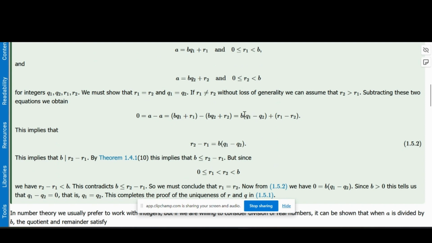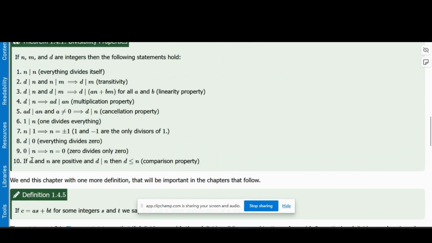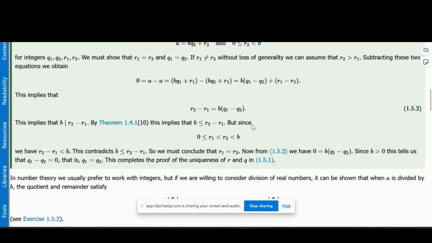So we obtain the coefficient of B. This implies that R2 minus R1 equals B(Q1 minus Q2). We bring this expression R2 minus R1 to the left hand side. This implies that B is a divisor of R2 minus R1 by theorem 10. What is theorem 10? If D and N are positive and D is a divisor of N, then D is less than or equal to N. This is the comparison property.